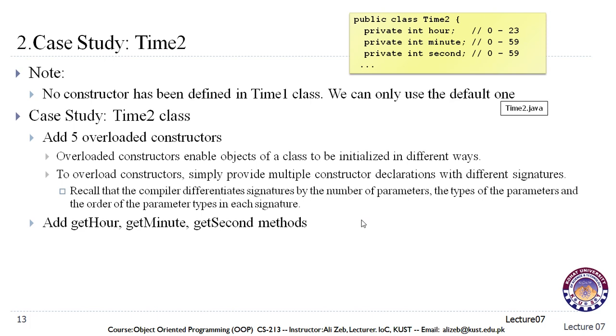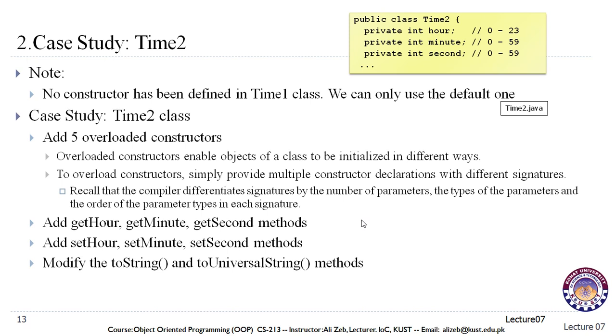We can also add the getHour, getMinute, and getSecond methods to the Time class. Also, you can add the setHour, setMinute, and setSecond methods to the class. As I said, we will be using this as a standard for setting the values and getting the values of our instance variables in our classes. And then we can use the toString method and the toUniversalString method accordingly to set the format of our time.